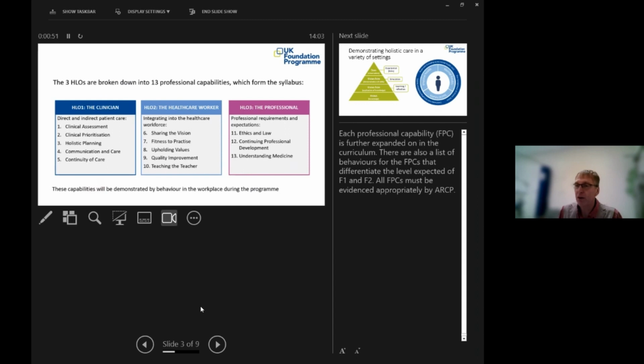The standards are essentially things that are approved by the GMC based on good medical practice. There are 3 higher level outcomes, and if you look in the curriculum, you can see that these are broken down into clinical skills, healthcare worker skills, team working, and then there's a section on professionalism. And Foundation doctors are required to provide evidence of their abilities in these areas, their Foundation capabilities, in order to satisfy the requirements of the training programme.